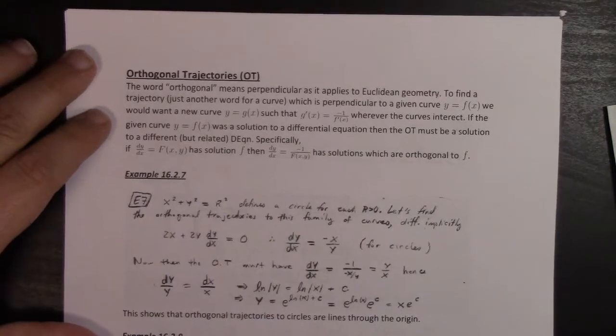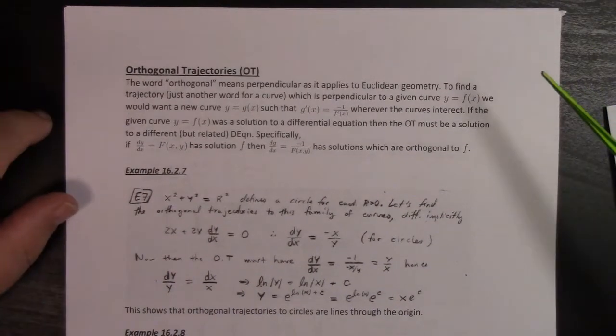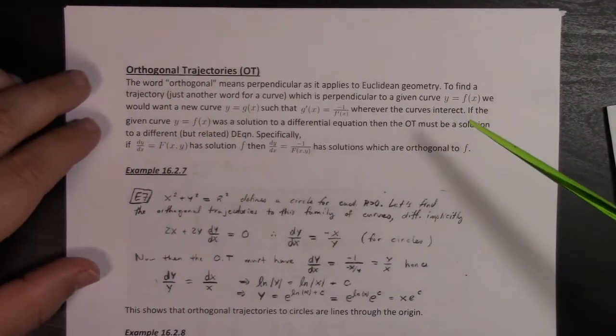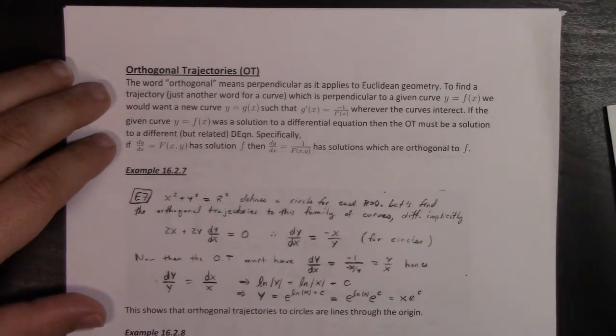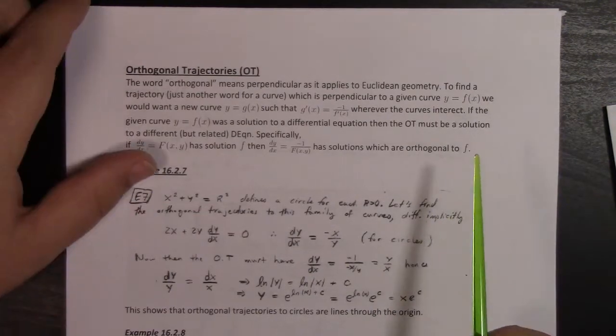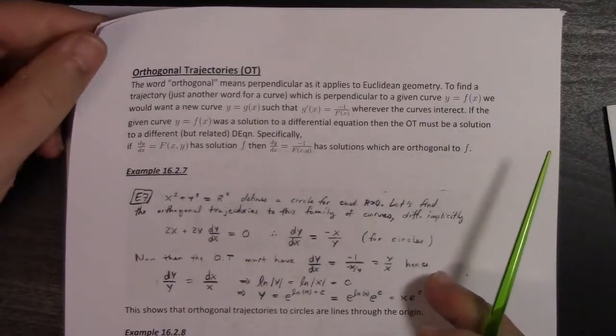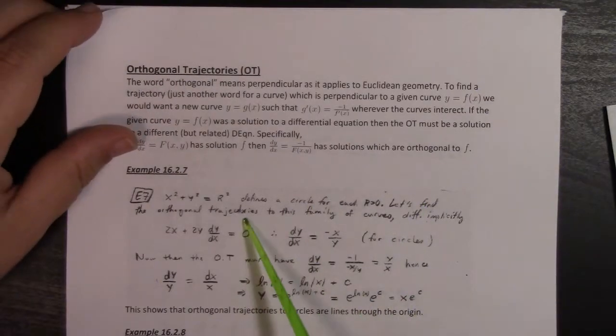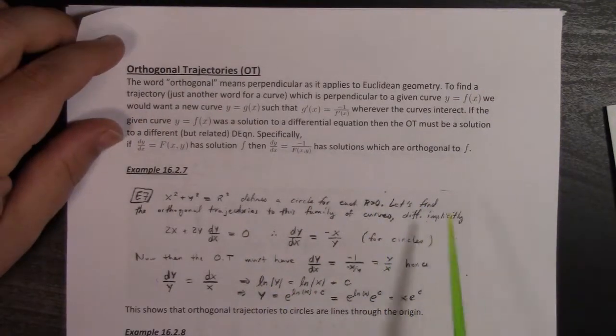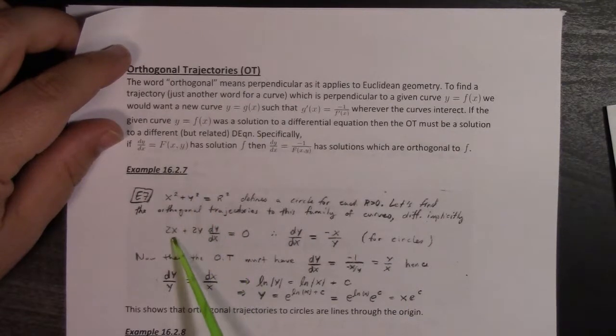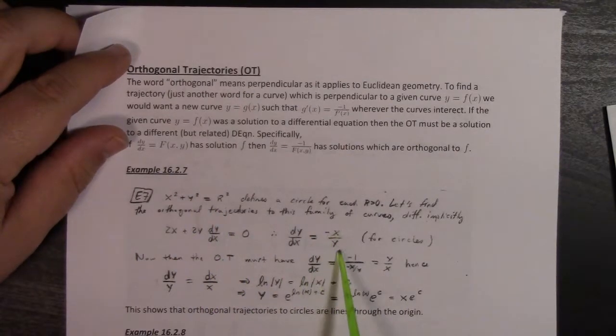Another interesting application is the problem of orthogonal trajectories. Let's just look at an example. If we have a circle, let's find the orthogonal trajectories for this family of circles. So we differentiate the circle equation, which leads me to dy/dx equals minus x over y. This is the differential equation which takes concentric circles about the origin as its solution set.